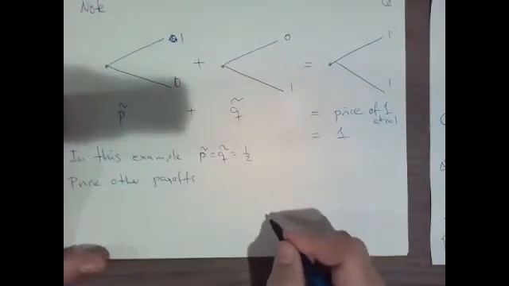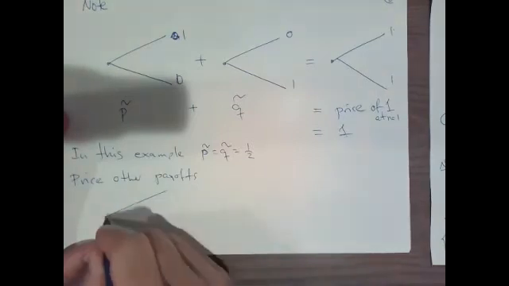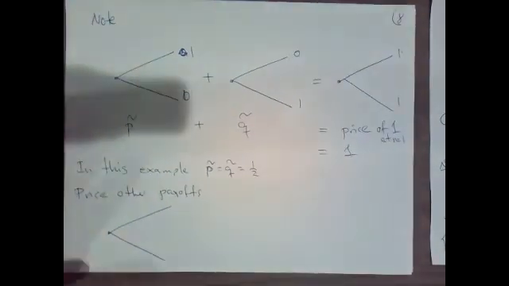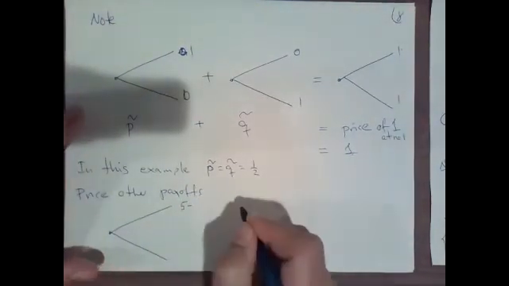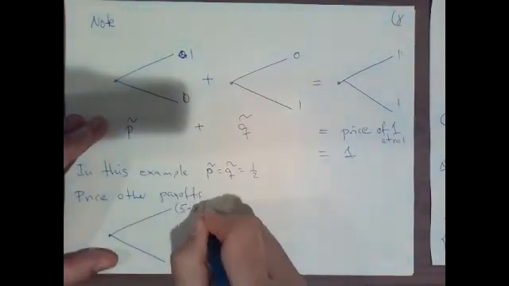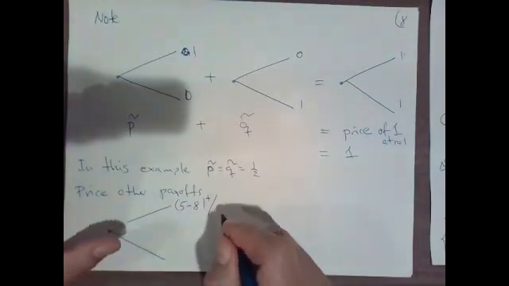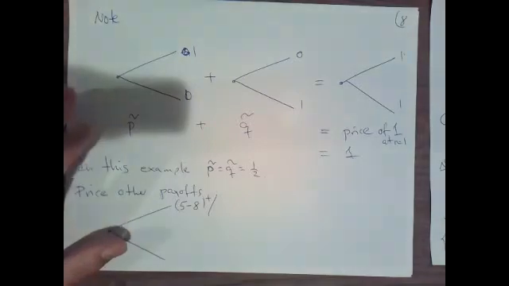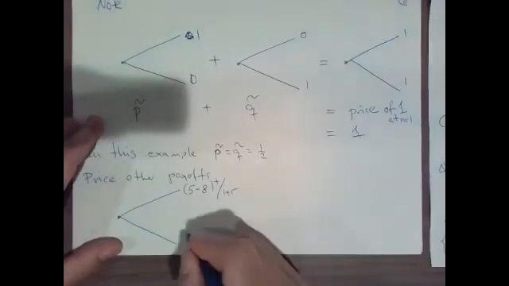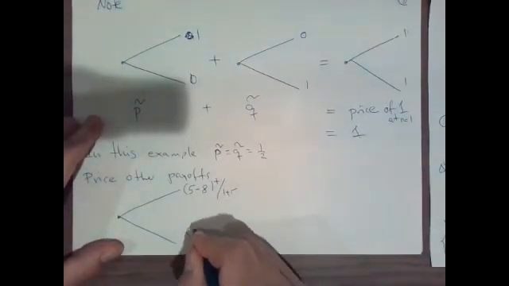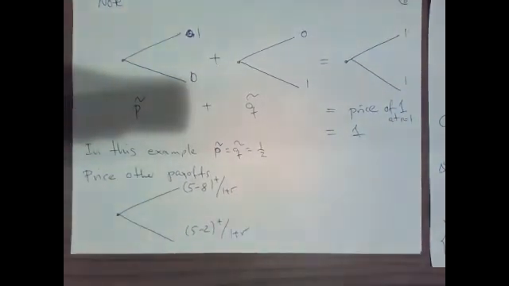If I were to price, say, a payoff that would look like 5 minus 8 positive part divided by, say, 1 plus r. If you were to price a payoff that would look like (5 minus 2) plus divided by 1 plus r, how would you go about doing that?